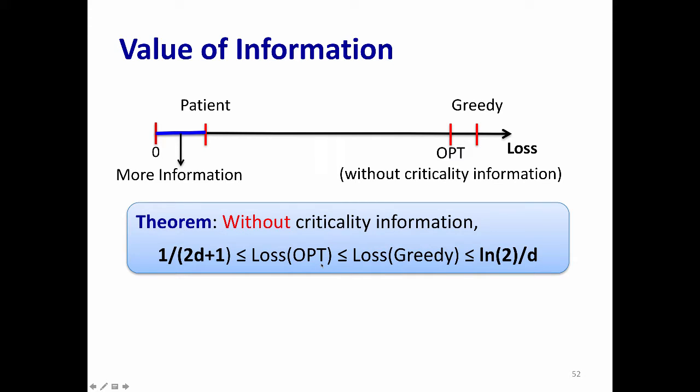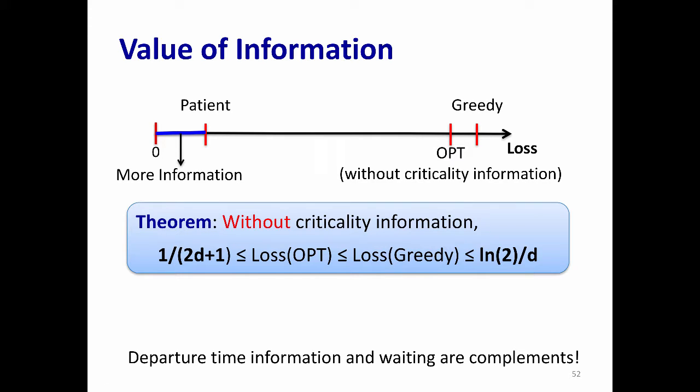This immediately tells me that departure time information and waiting are complements. If I do not have information about departure times, I do not want to wait because greedy is doing very well. And I want to wait only if I have departure time information. Why? Recall that the loss of the patient algorithm is upper bounded by e to the minus d over 2, divided by 2. As a result, if I have departure time information, then I want to wait in order to achieve exponentially small loss, while without that information I cannot achieve that very small loss, and the loss would always be linear.